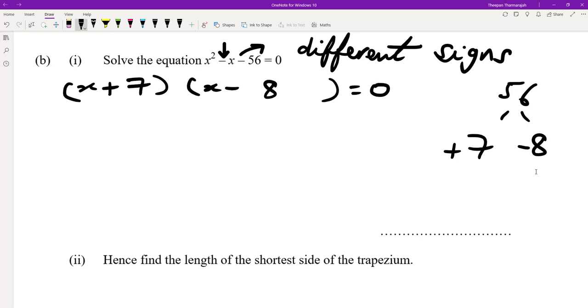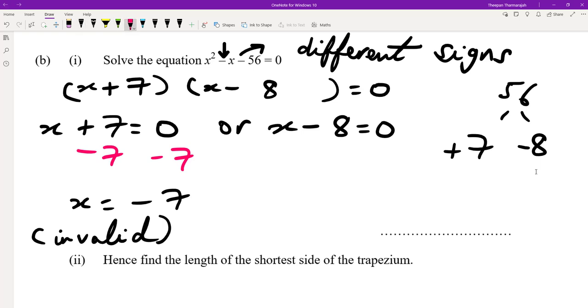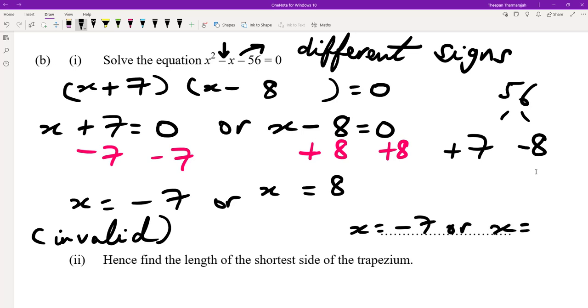It's equal to 0. We make both brackets equal to 0, so x plus 7 equals 0, or x minus 8 equals 0. Solve the equation, minus 7 on both sides. So we get x equals minus 7, but don't forget it's a length, so this is invalid. You can't get a negative length. Now we're going to add 8 on both sides. So we're going to get x equals positive 8. So we get x equals minus 7 or x equals 8. Don't forget, we must choose x equals 8 because we're talking about the length of a rectangle here.